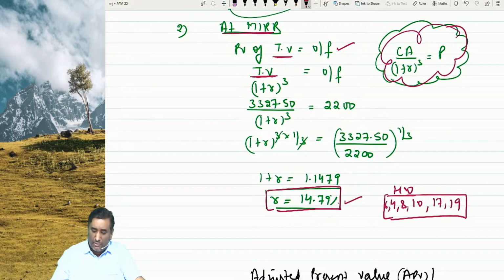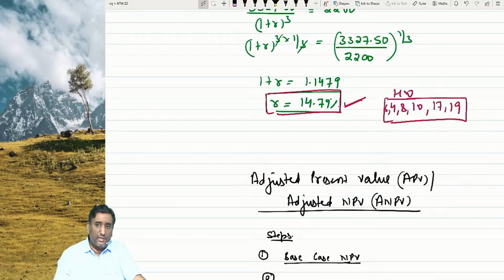If you look at compound amount divided by 1 plus R, you cannot put it this way. The two processes: calculate terminal value divided by 1 plus R. Terminal value is nothing but the compound amount, which should be equal to the present value. It's 14.79.